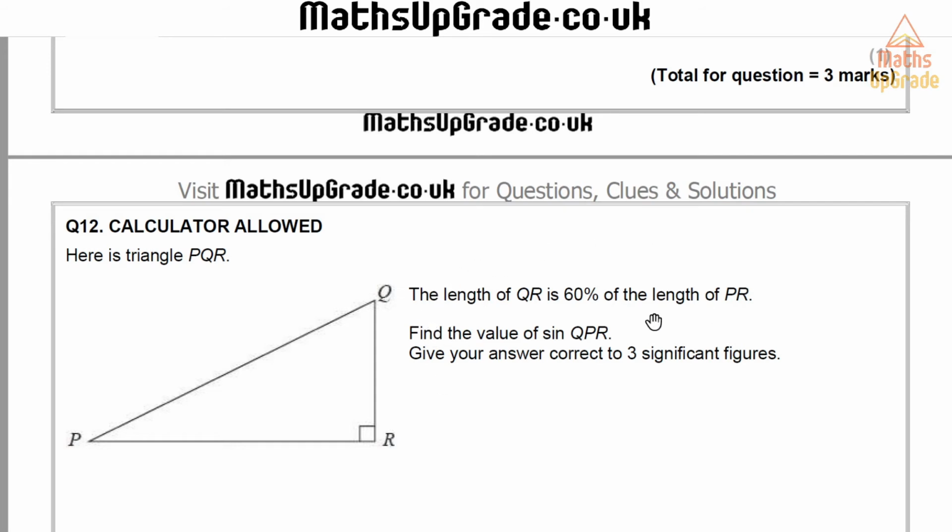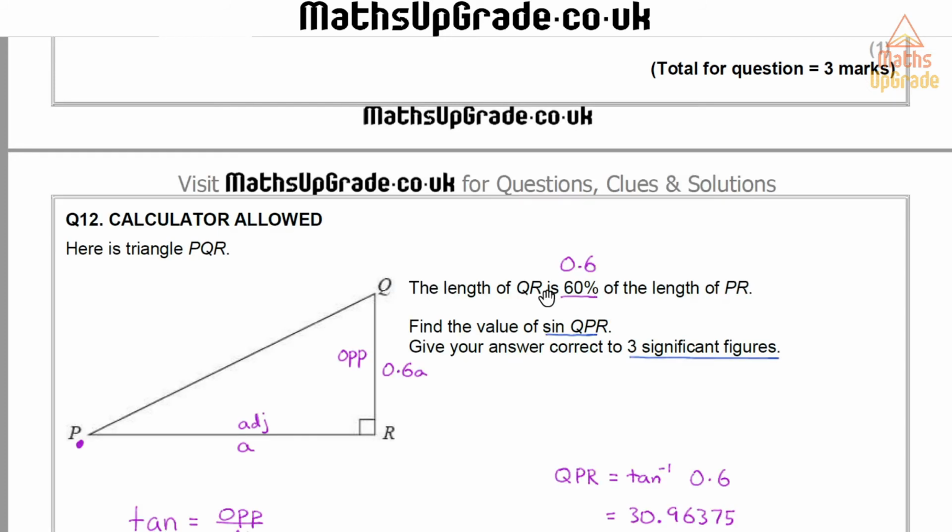Now, this question is all about this 60%. 60% as a multiplier is 0.6. If you don't know where that comes from, if you're not sure on that, look back at my YouTube channel on the video on percentages, and that should help you with that. So this 60% we can write as 0.6.